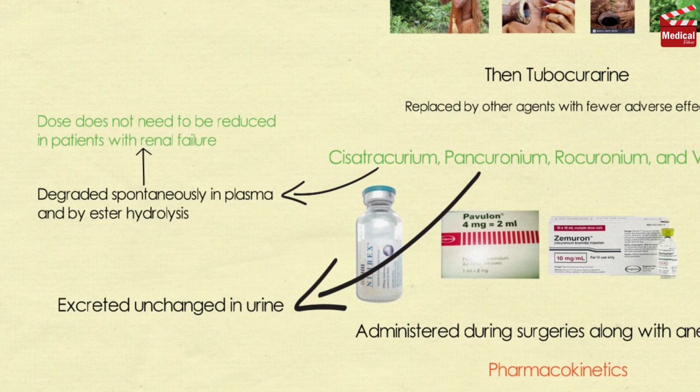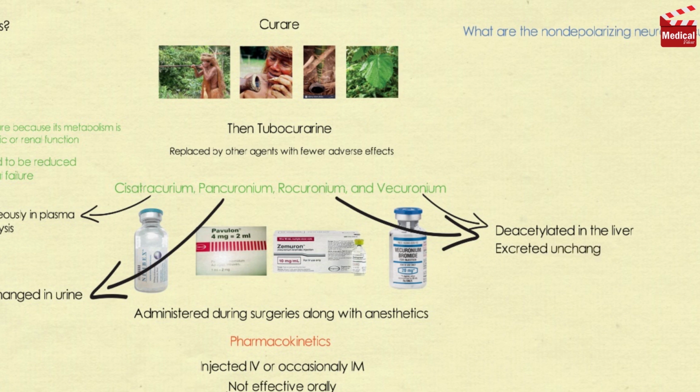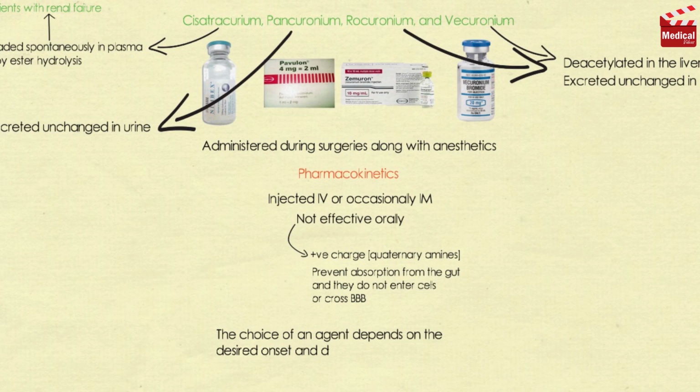And it is often used in patients with multisystem organ failure because its metabolism is independent of hepatic or renal function. The aminosteroid drugs vecuronium and rocuronium are deacetylated in the liver, and their clearance may be prolonged in patients with hepatic disease. These drugs are also excreted unchanged in bile. The choice of an agent depends on the desired onset and duration of the muscle relaxation.